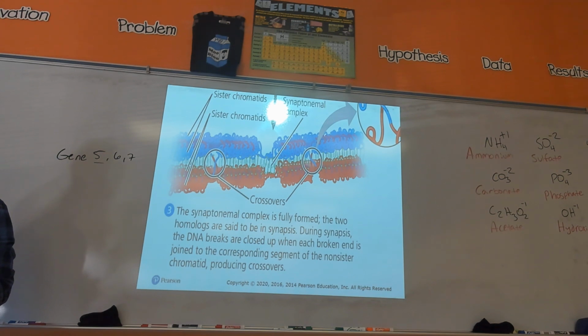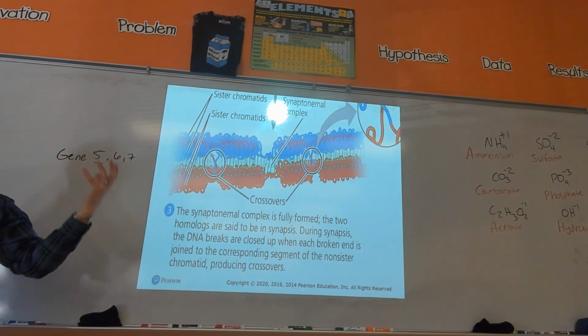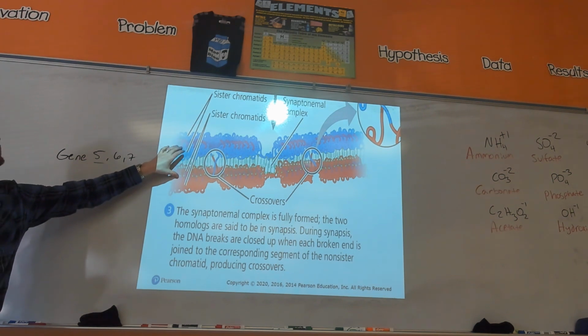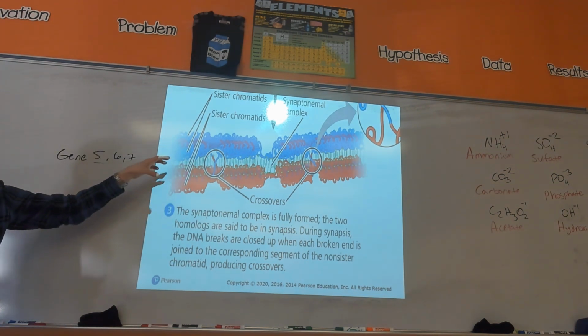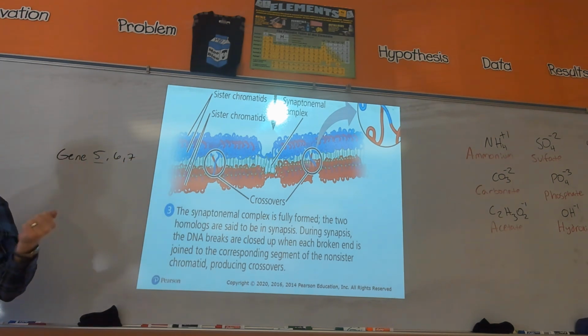Whenever you're packing up your laptop and your laptop charger, what do you do? You've got to wrap it up, right? You've got to get it all compact together. Otherwise, it's going to tangle up. You have 23 different pairs of chromosomes. If you don't wrap them up and get them condensed, it's going to be very difficult to separate them during anaphase.